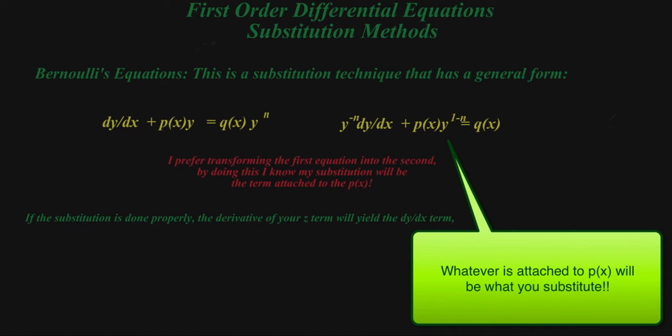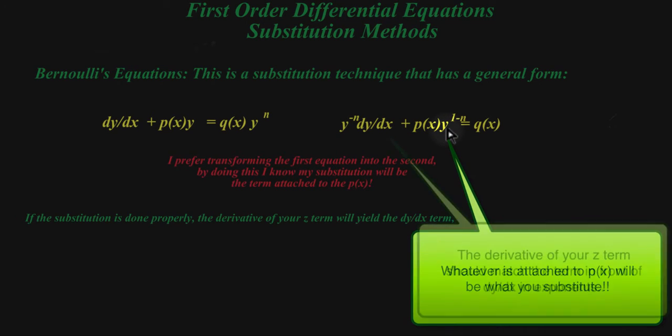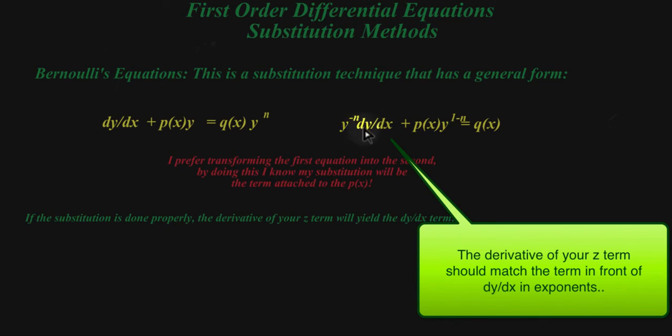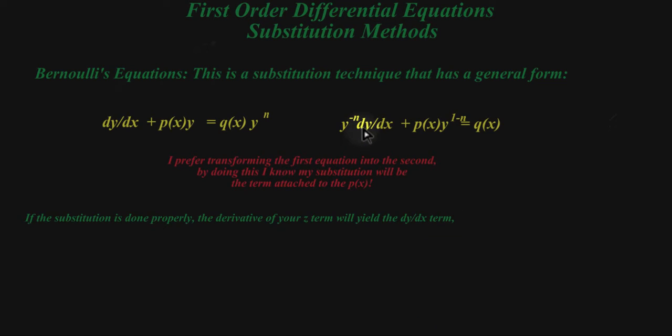If you've done it properly, the derivative of whatever your z term is right here should be what you have right here. You might have a coefficient or something like that that you can divide away, just like any other substitution you've done up until now. But the exponents should match up. The derivative of this term should be whatever this exponent is.